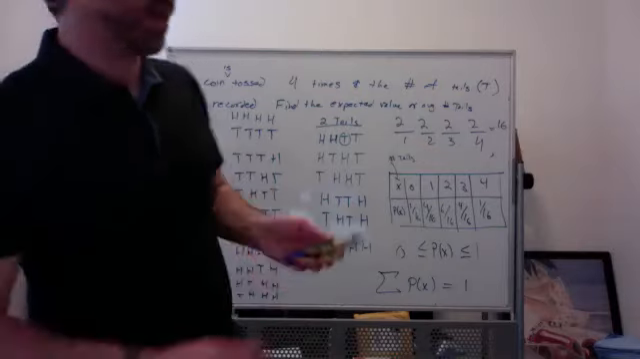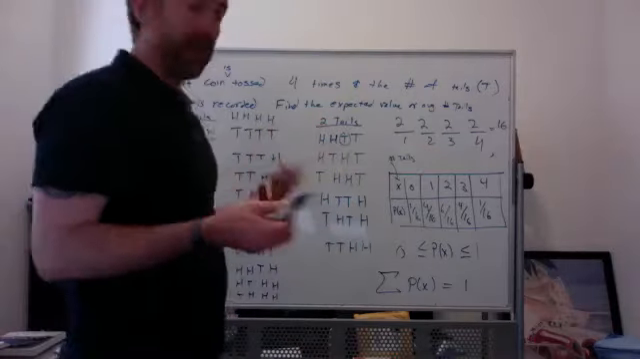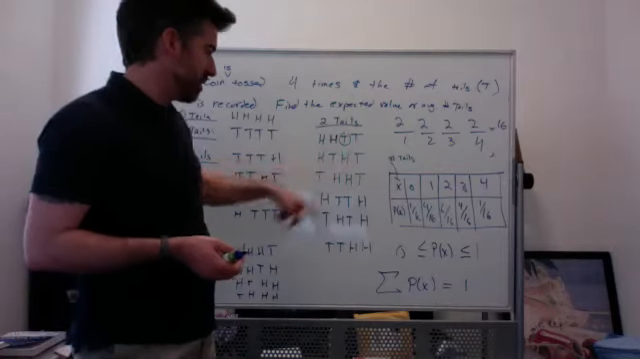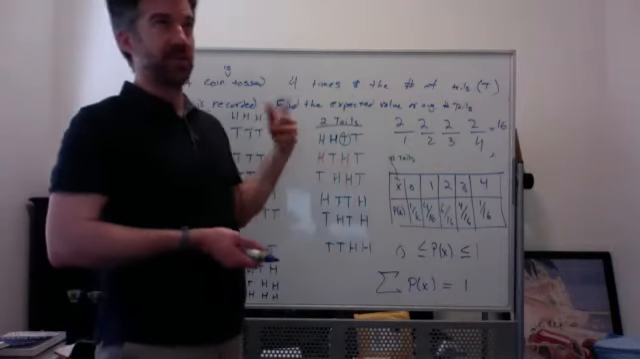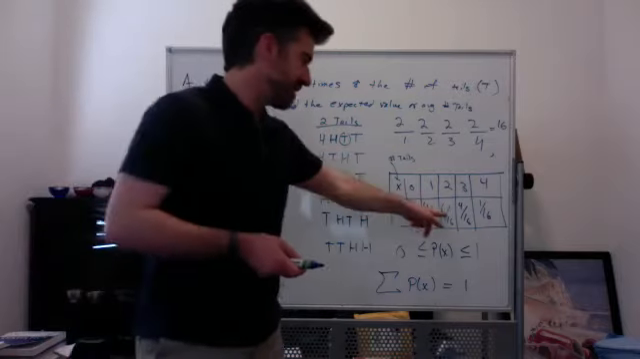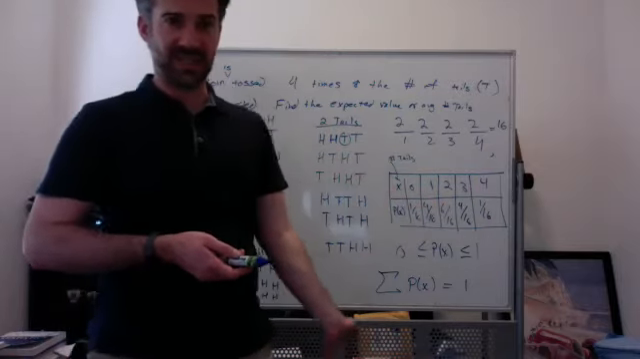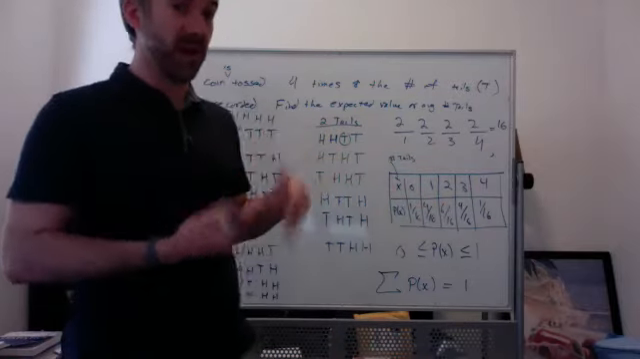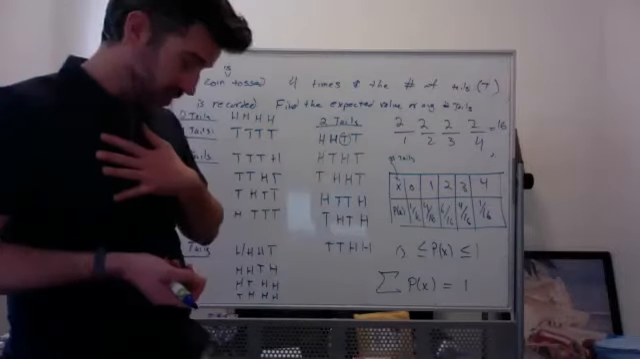If these don't add up to 1, for example, maybe I missed one of these, and I got 5/16 for 2 tails. If I added them up and got 15/16, I'd be like, oh no, I must have missed something somewhere. I should go back and check.